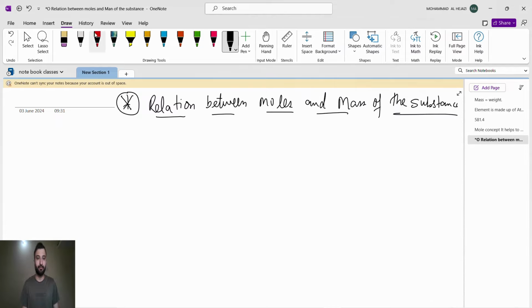Now understand. Very important and very easy. Relation between mole and mass of the substance. Like as I have said you, if I will give you a 1 mole of water, you will say what is this? I will say take this, this is the 1 mole of water. Inside this you have a 1 mole of water. Now tell me 1 mole of water means how much mass of water?